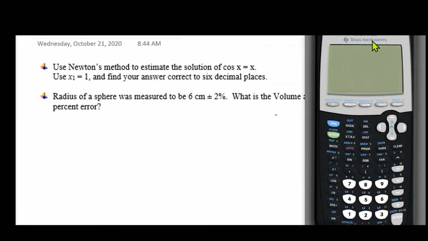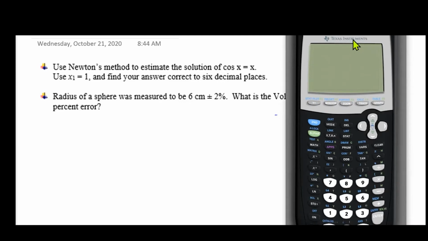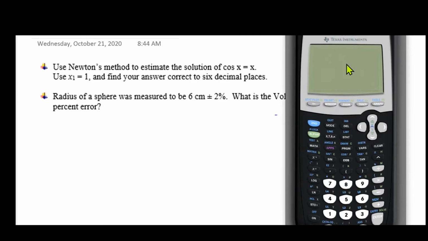So we are going to do Newton's method, and hopefully all of you have finished this program. It's really short. Cosine x is equal to x. But if you want to use the zero finding capability of this machine, then you have to bring everything to one side. You know that much, right?